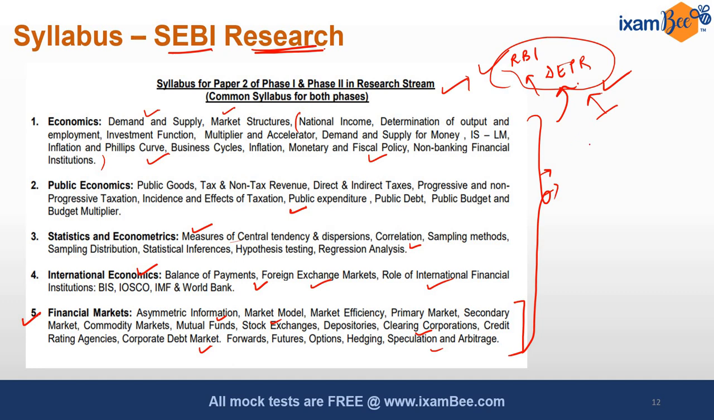Because you are given 50 questions and you have to attempt them in 40 minutes, they cannot give you very heavy numericals, because the time constraint is such that you do not have even 1 minute per question. So that's why, even if there is a numerical, it will be a direct formula-based kind of question in your SEBI research paper.